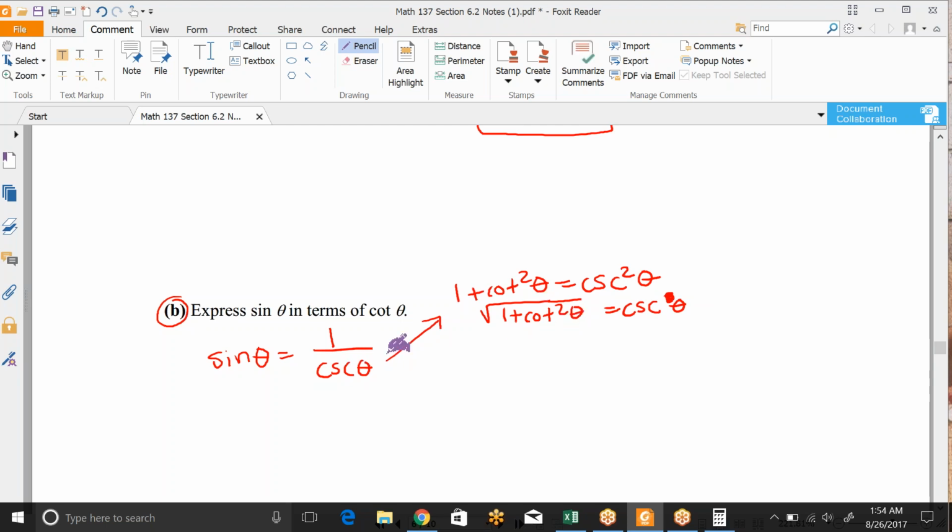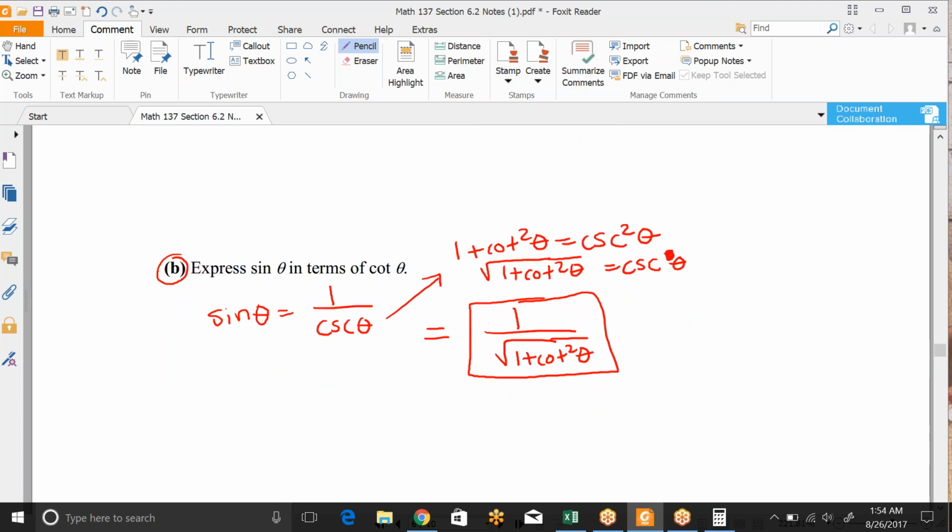And then this would replace the cosecant. So 1 over the square root of 1 plus cotangent squared theta. And again, you can't cancel out that square root because it's connected as a binomial in the bottom. And we're not going to make you rationalize that one when we're just trying to convert.